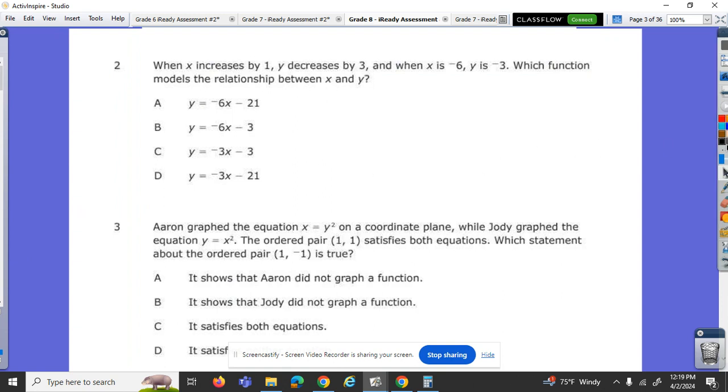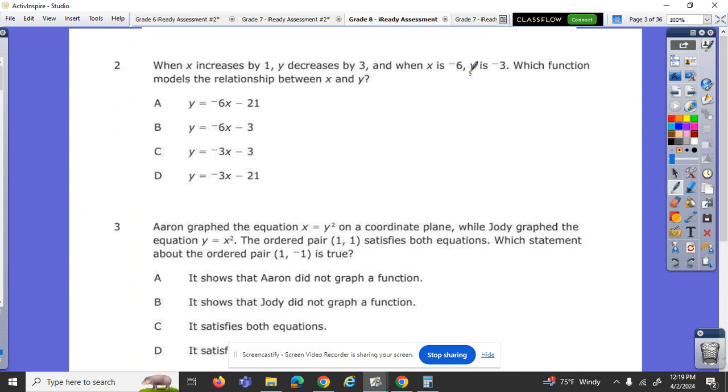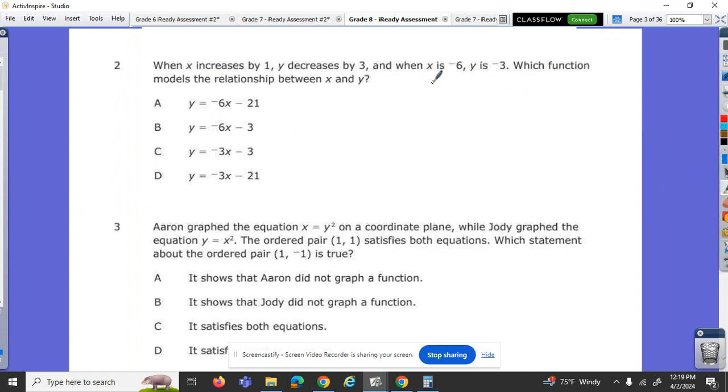All right, well, here's one way that might help you a little bit with this question. I'm going to go ahead and write my coordinate. We know coordinates are always x comma y. So we'll do negative 6 comma negative 3. And it tells us that x increases by 1. So that would mean negative 6 plus 1, which is negative 5. And y decreases by 3, so minus 3, which would make that a negative 6.